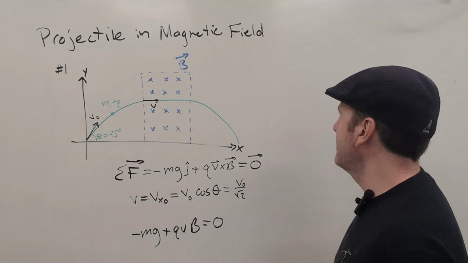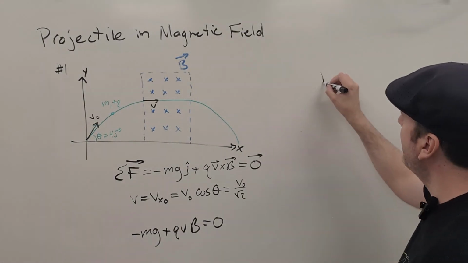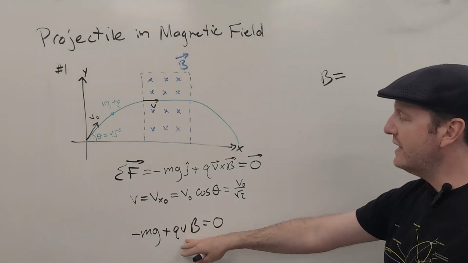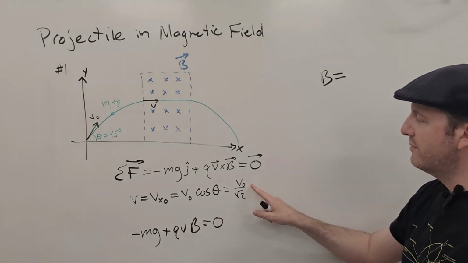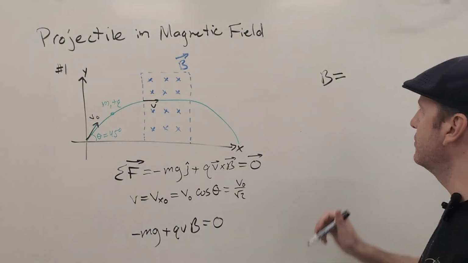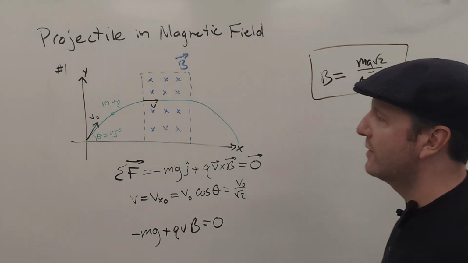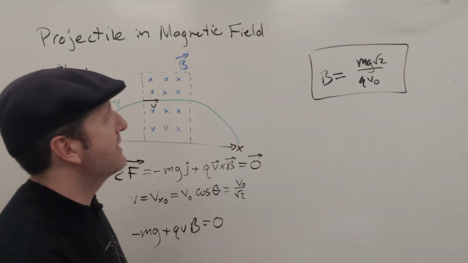And now a very simple little final calculation will let me calculate b. Moving things around, I'll have mg over qv, and then I'll go ahead and also replace my v with v naught over root 2. Okay, pretty easy. We found our magnetic field strength.